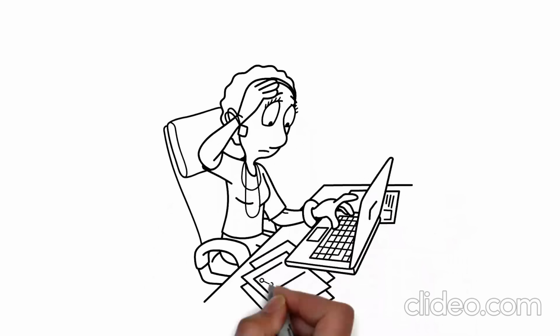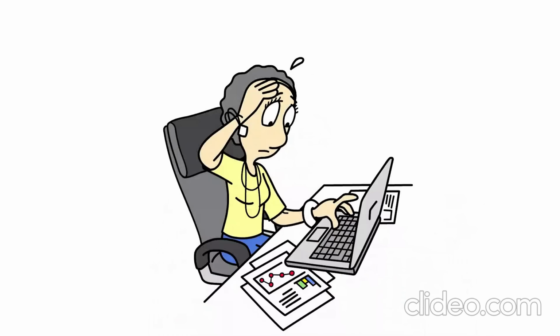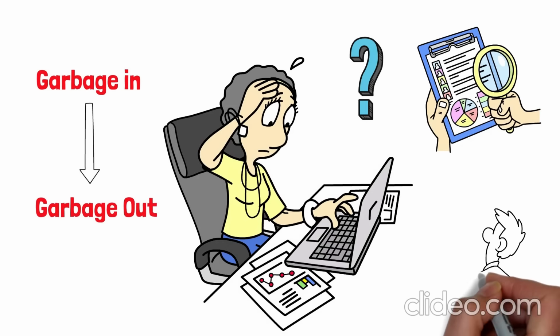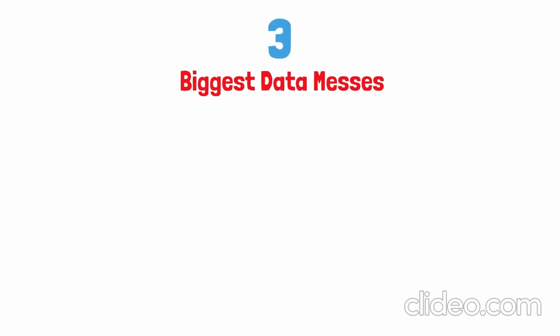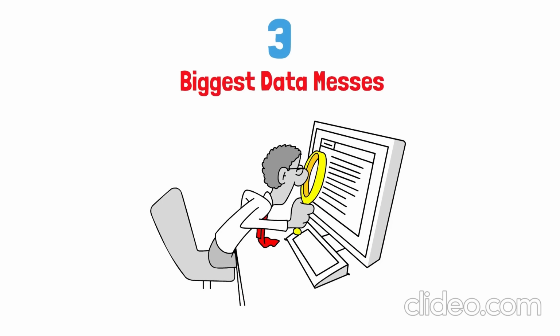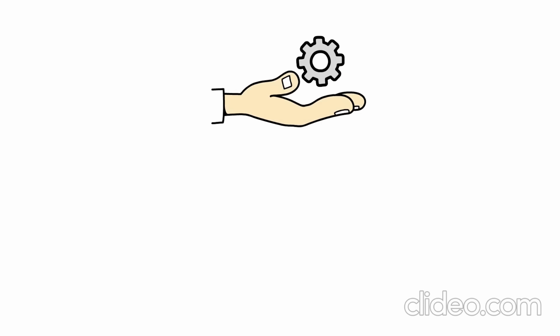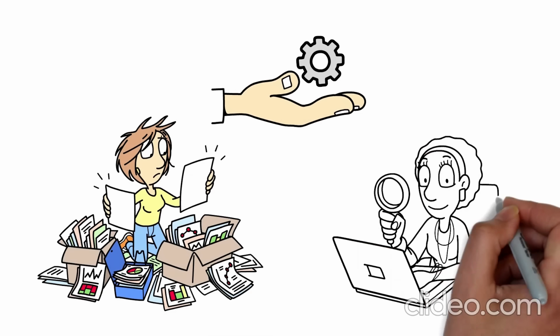Ever opened a dataset only to find typos, blanks, and mismatched formats? Garbage in leads to garbage out. Dirty data hides insights and misleads decisions. Today you'll see the 3 biggest data messes. Learn a simple detect, fix, validate workflow using both spreadsheets and scripts, and discover how to automate these steps so you spend less time scrubbing and more time analyzing.